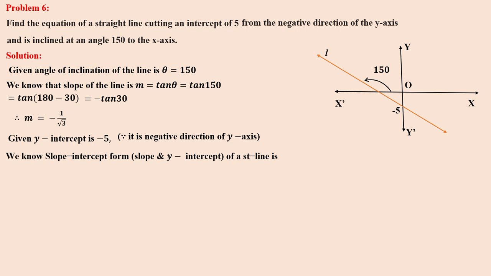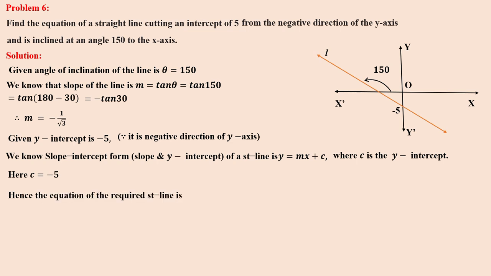We know the slope-intercept form of a straight line is y = mx + c, where m is the slope and c is the y-intercept. Here c, the y-intercept, is -5 and m we know is -1/√3. Substituting this, the required equation of the line is y = -1/√3 x + (-5).